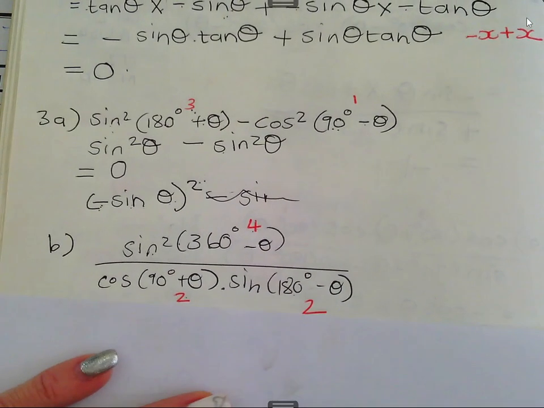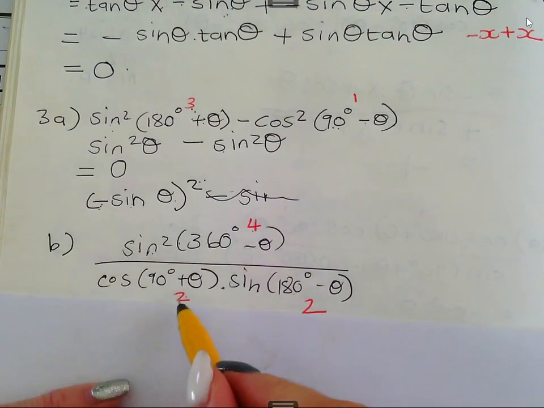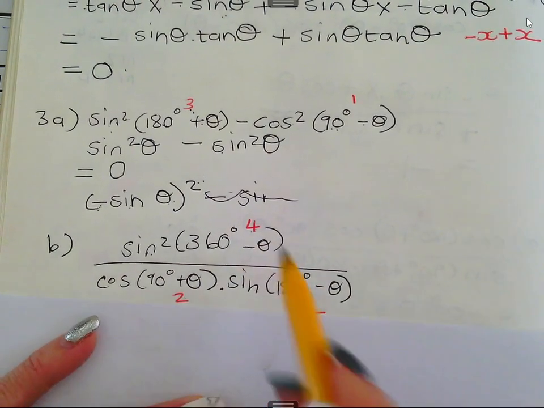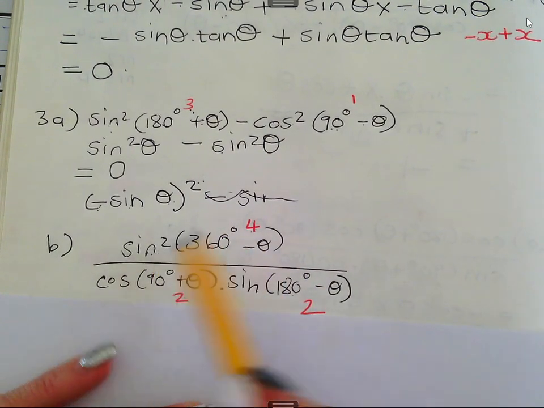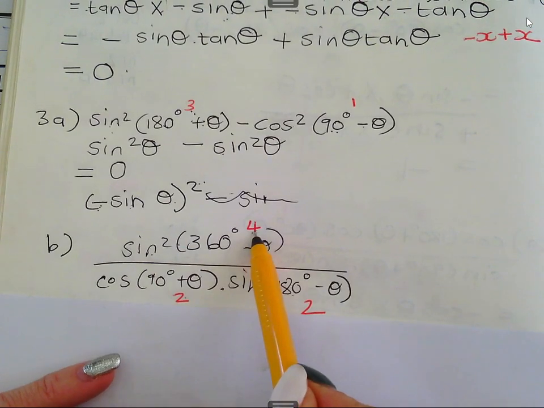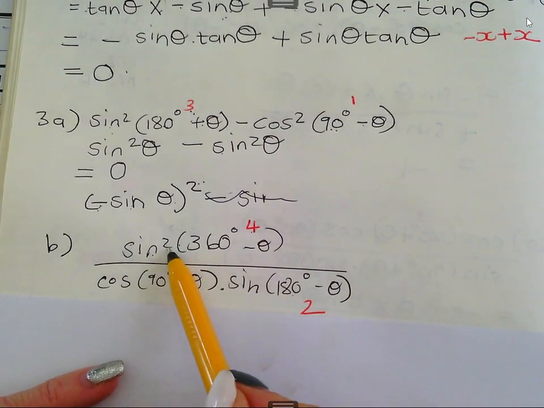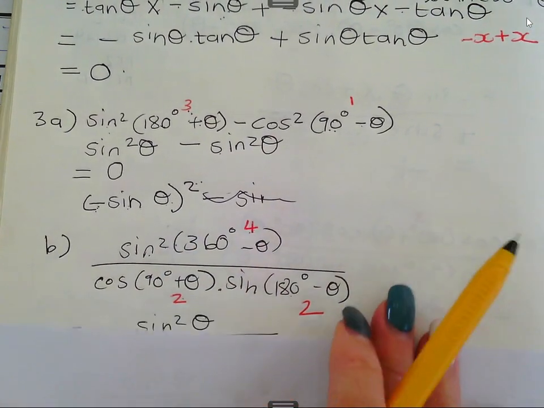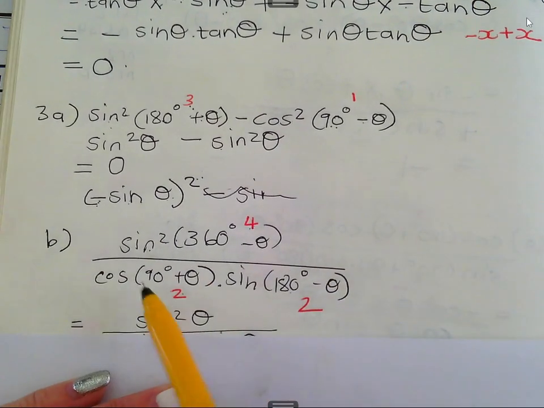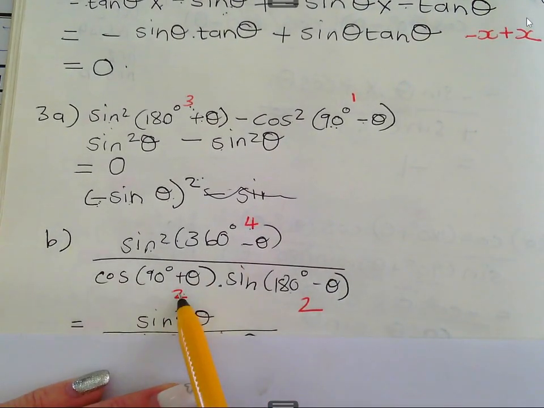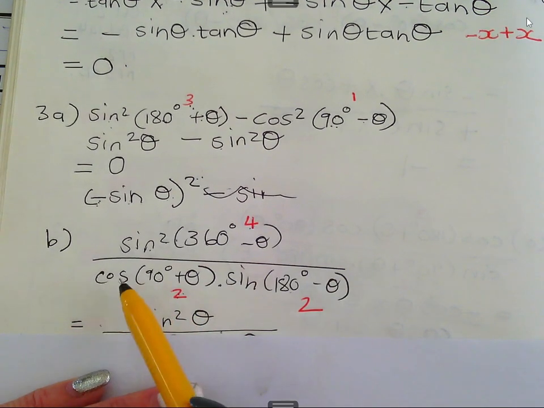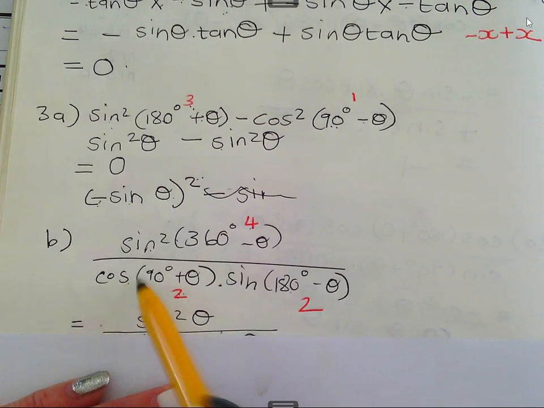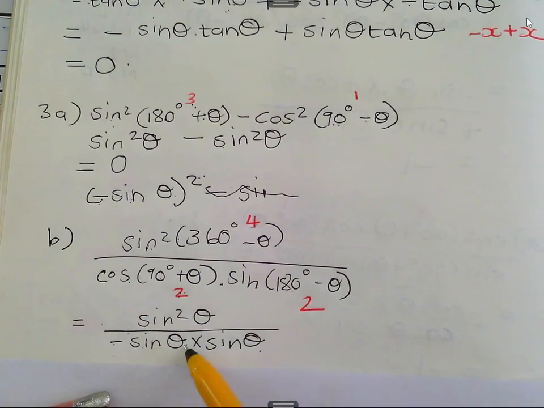Okay. B, fourth quadrant, second quadrant, second quadrant. What is sin in the fourth quadrant? Negative, but what does the square do? Makes it positive, so it's just sin squared theta. 90 plus, what is cos in the second? Negative, and does it change or stay the same? Change, so it's negative sin theta.